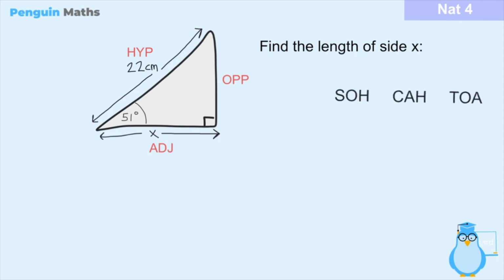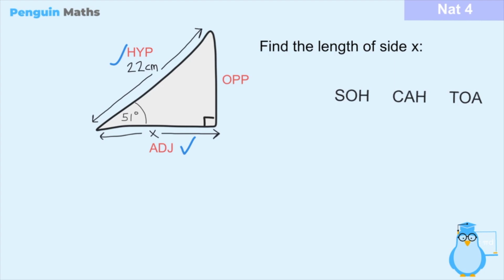Once we've done that, our next job is to figure out which one of the three ratios we have to use in order to solve this problem. Is it going to be the sine function, the cosine, or the tangent? The way we do this is by looking at each of the sides again and thinking, what side do we know and what side do we want to find out? Well, looking at this problem, we know the value of the hypotenuse because we're given a length of 22 centimeters, and we want to figure out the adjacent, x.